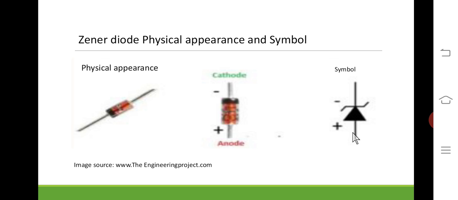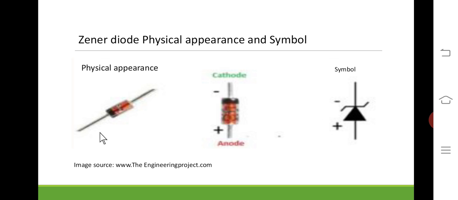Now let us move to the physical appearance and the symbol of the Zener diode. This is the symbol of the Zener diode. It is the same as the PN junction symbol, except that in a simple PN junction you have only a single vertical bar, whereas here you see a Z-like symbol. This terminal is the anode and this terminal is the cathode, that is positive and negative.